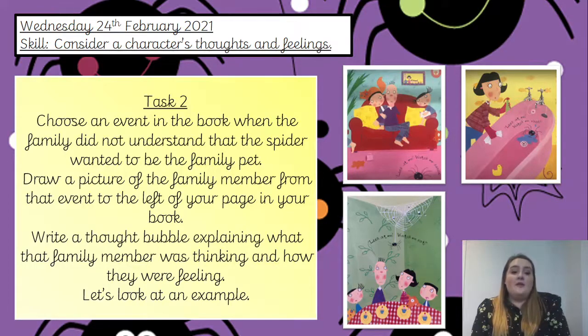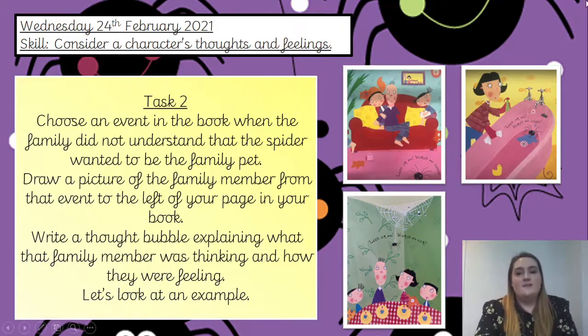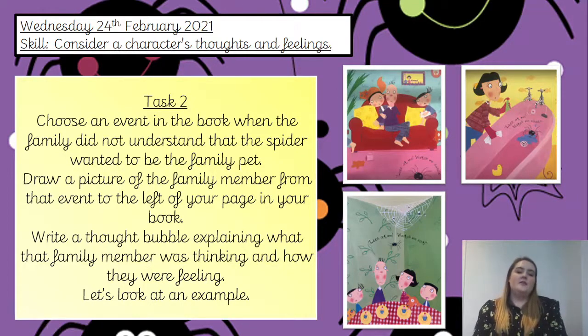I would now like you to choose your event then, and you're going to draw a picture of the family member from the event to the left of your page in your book. So exactly how you did with the spider, you're just going to draw a picture of the family member this time. Now, it might just be the mum. So if you're doing the bath one, you might just draw the mum, or here you might draw the whole family. Okay, it's up to you. Underneath then, you're then going to write a thought bubble explaining what that family member was thinking and how they were feeling when they saw the spider.